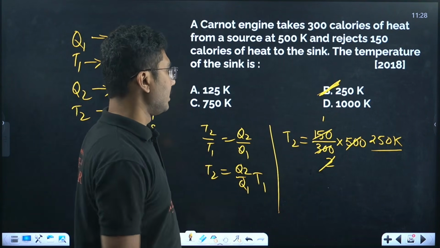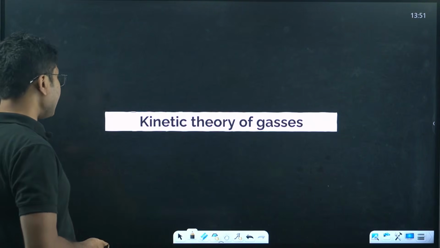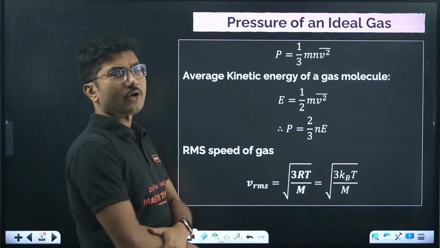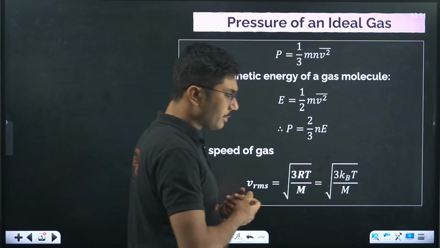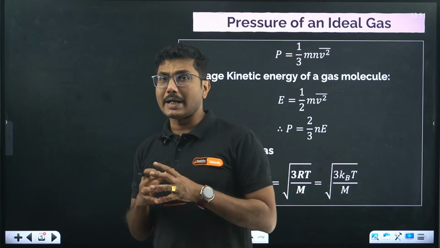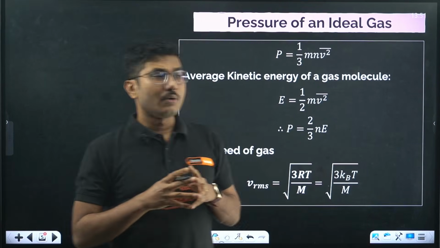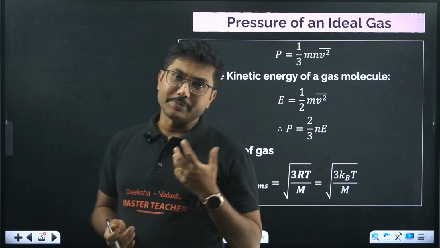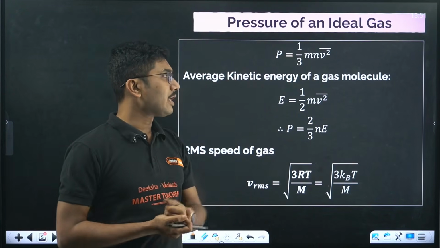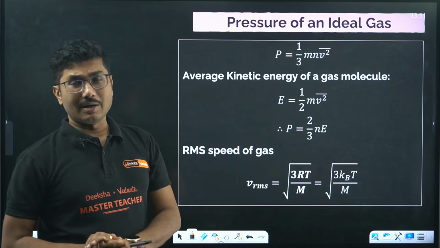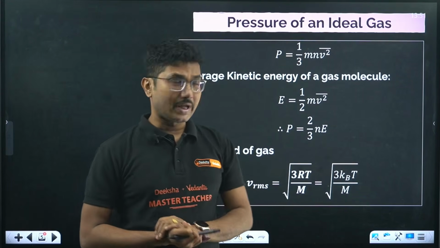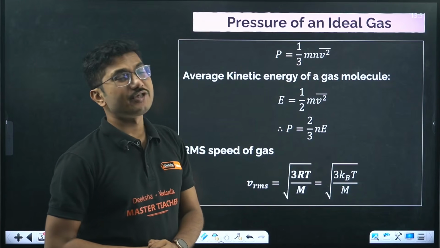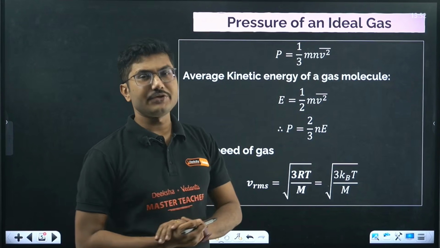Okay, so remember this. It's very important to remember the kinetic theory of gases. So, the pressure of an ideal gas. What is the meaning of pressure? When we keep a gas in a container, the gas exerts pressure. So that pressure is measured using this formula. M is the mass of the gas, N is the total number of molecules, and v square bar is the square of the average velocity.